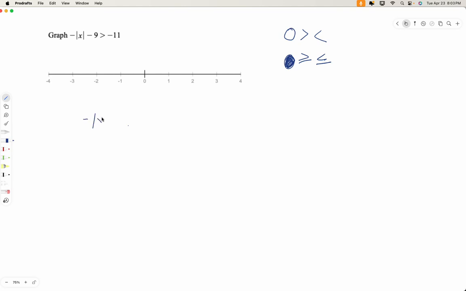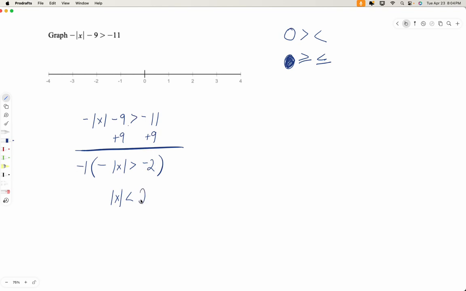All right, negative absolute value of x minus 9 is greater than negative 11. We got to get x by itself, so we're going to add 9 to both sides. Negative absolute value of x is greater than negative 2. But now we don't want a negative on the outside, so we're going to multiply everything by negative 1. So negative 1 times negative absolute value of x gives us absolute value of x. Negative 1 times greater than gives us less than. Negative 1 times negative 2 gives us a positive 2.